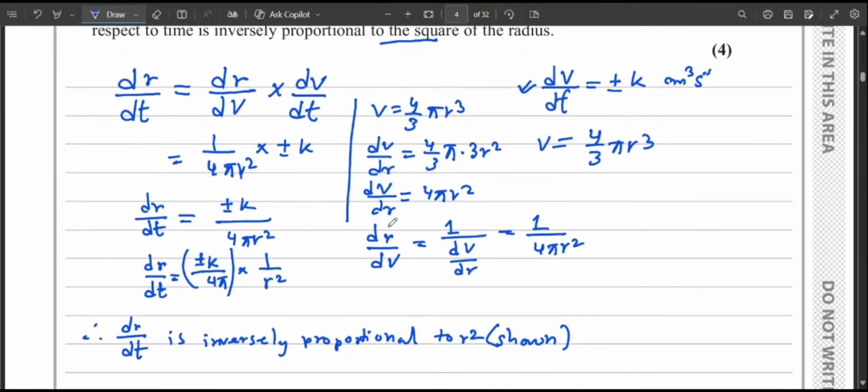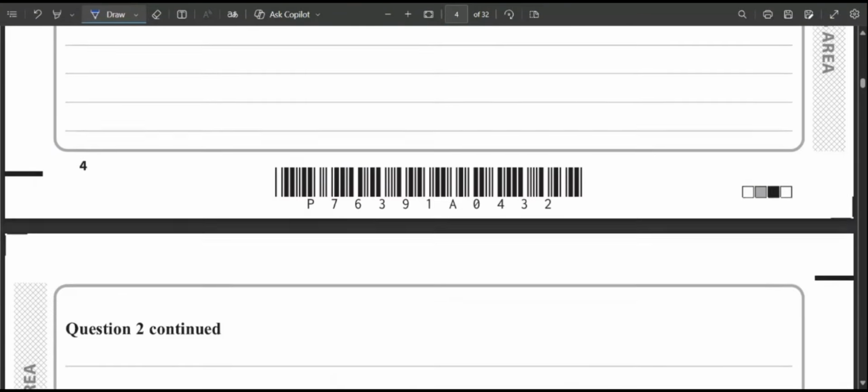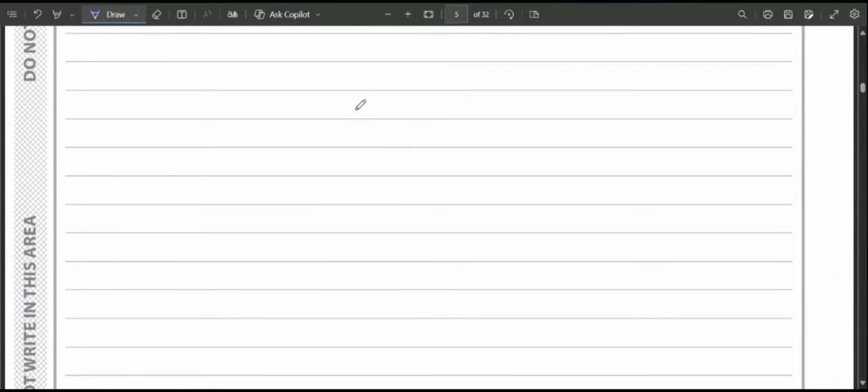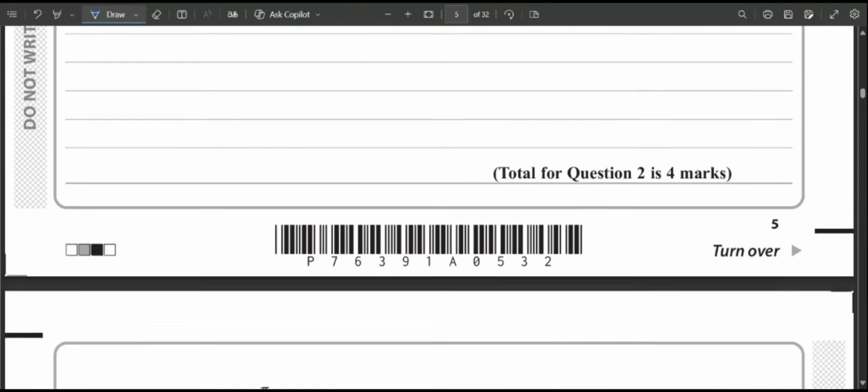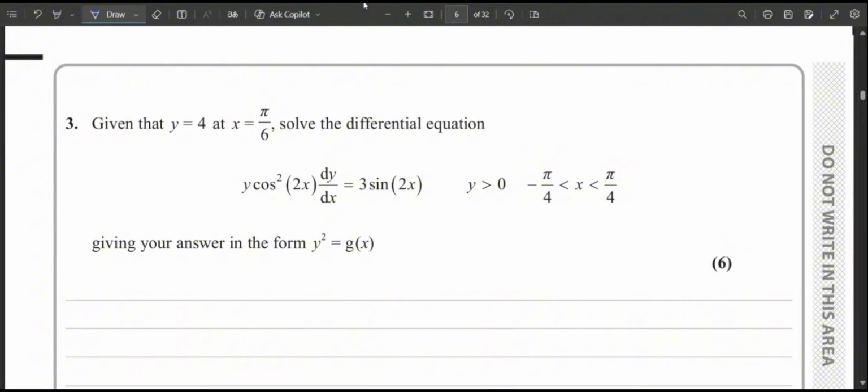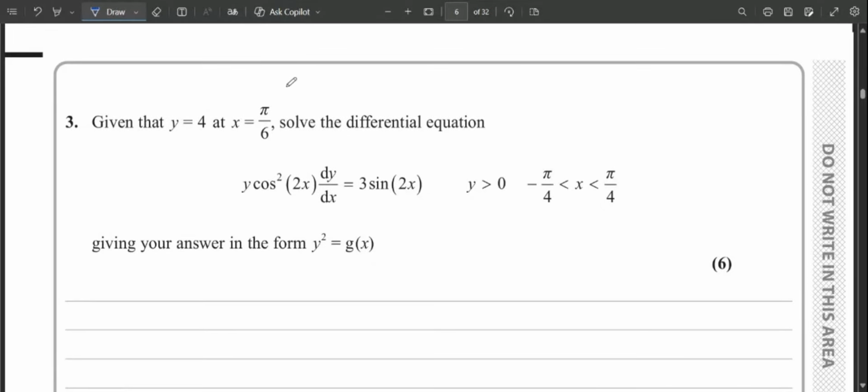We can now move on to our question number 3. So this is our question number 3. We can see that in this question we have a differential equation y into cos square 2x into dy by dx equals to 3 sine 2x. In this question we have to solve this differential equation, and we have to write our answer in the form y square equals to g(x), or in other words, y square equals to a function of x.